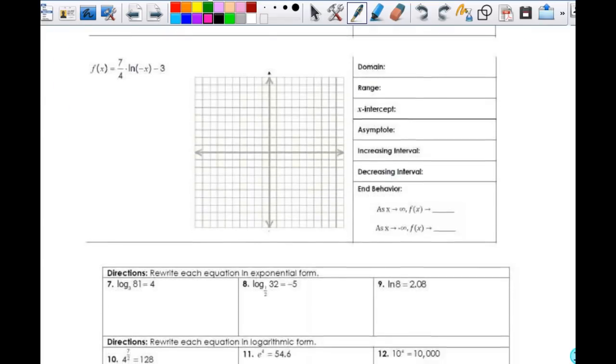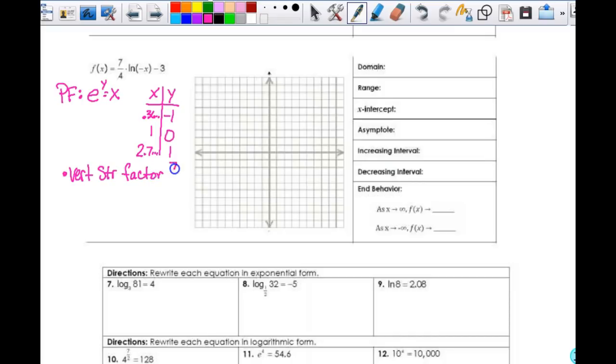All right, so let's look at the next one. So I'm going to rewrite this in exponential form. My parent function is going to be e to the y power equals x. So I write down my little table here, -1, 0, and 1. So this would be about 0.36, 1, and about 2.7. This 7/4 is going to be a vertical stretch by a factor of 7/4. That negative is going to reflect in the y-axis.